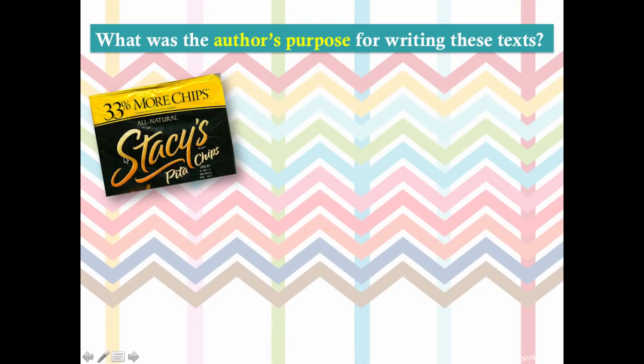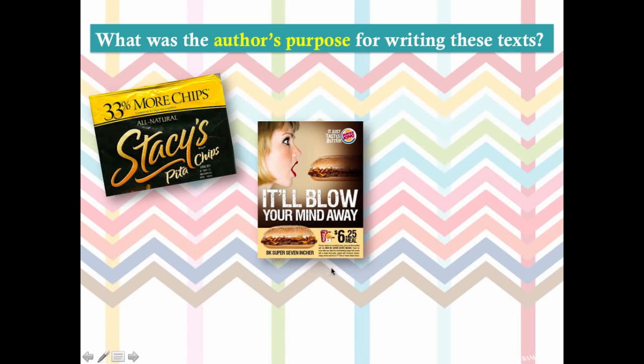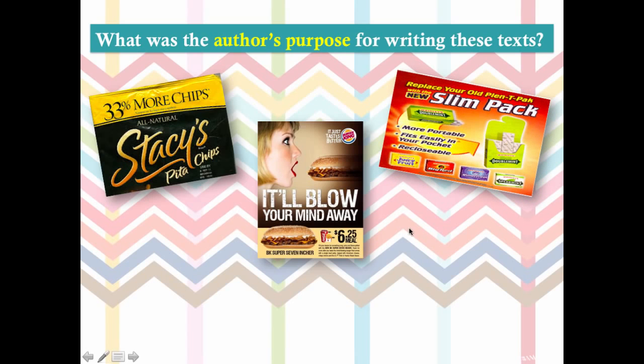Here's a bag of pita chips. I love pita chips. Well, this bag is advertising 33% more chips. Here's an advertisement for Burger King's Super 7-incher, and it looks like it's a good deal. I see that I can get fries and a Coke with it. And here's an advertisement for a new Doublemint Wrigley's Slim Pack. It's more portable, fits in your pocket, and it's reclosable.